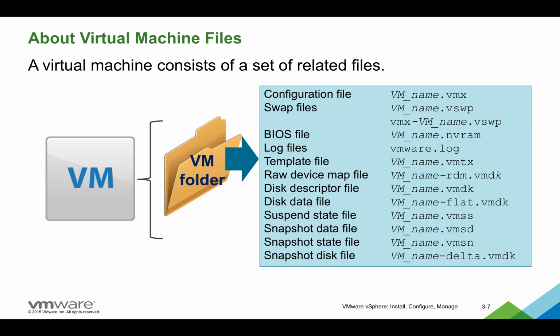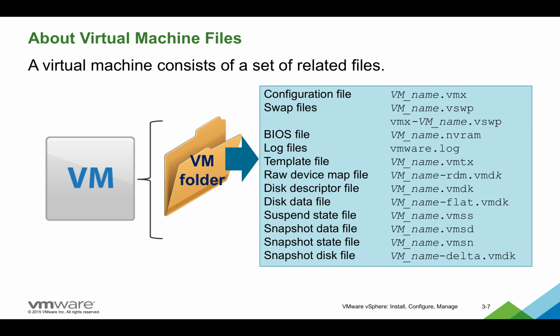About virtual machine files. VM files are stored in the directory in the data store. A virtual machine actually consists of a set of related files. The VM folder usually contains all the VM files, but this depends on how the VM is built. The .vmx file is the VM's configuration file, which includes device settings.